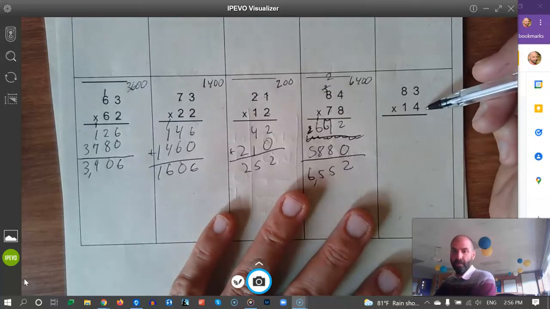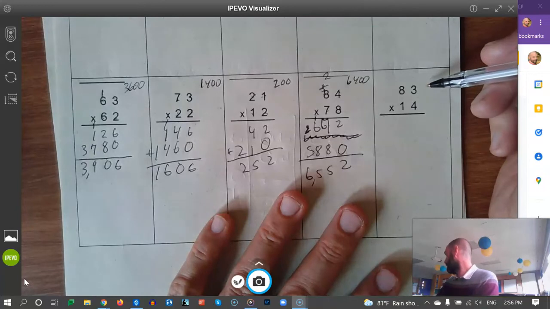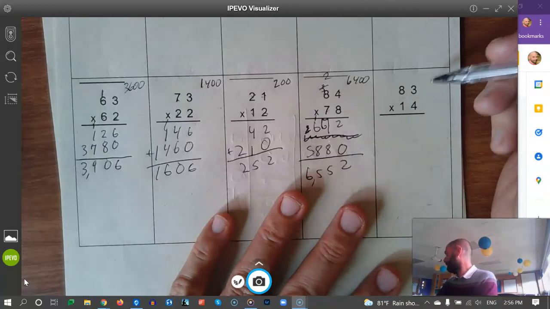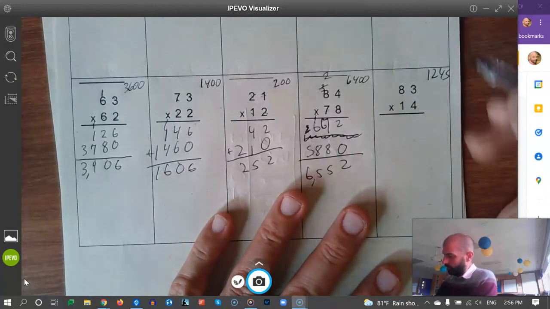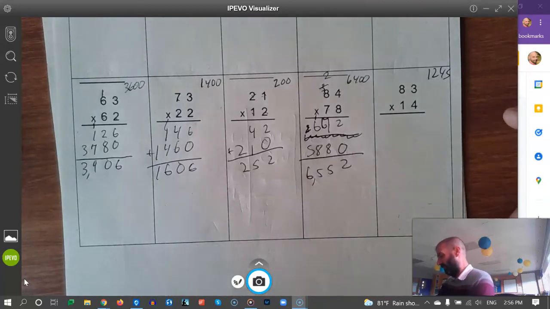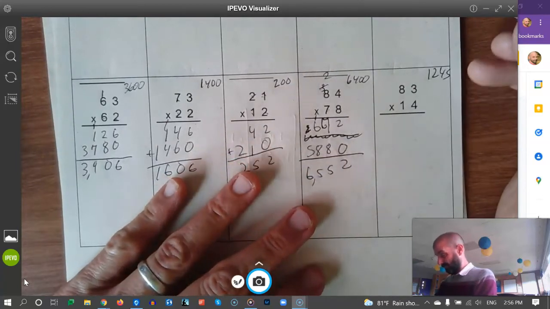83 times 15, what? 830 plus 415, so 1,245. We're going to be right around 1,245. Probably going to be one group of 83 away from that, which would be what? 45 and then what? 38, 11, 62?